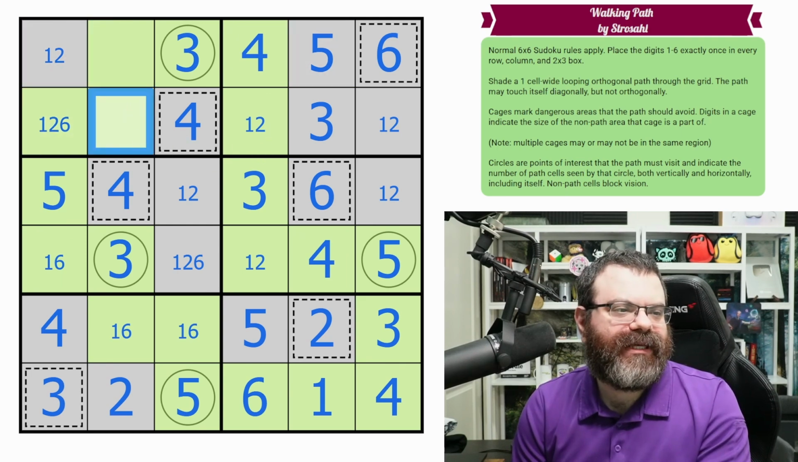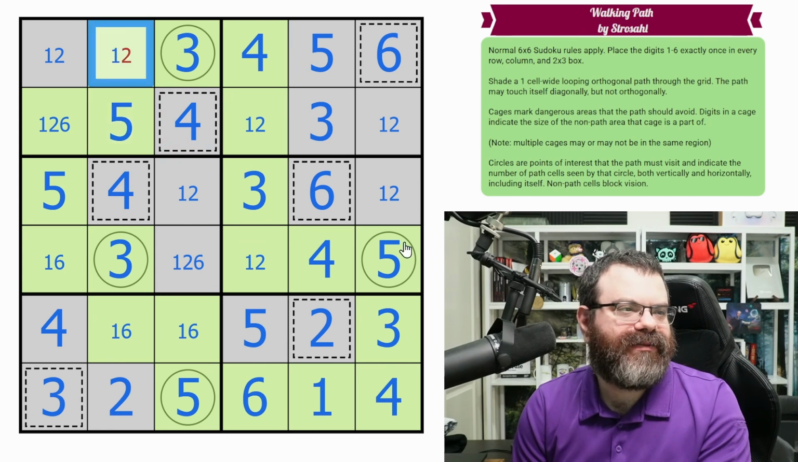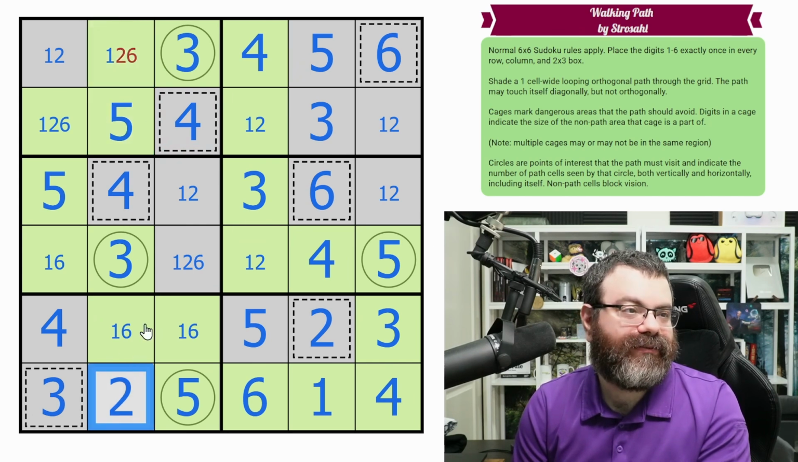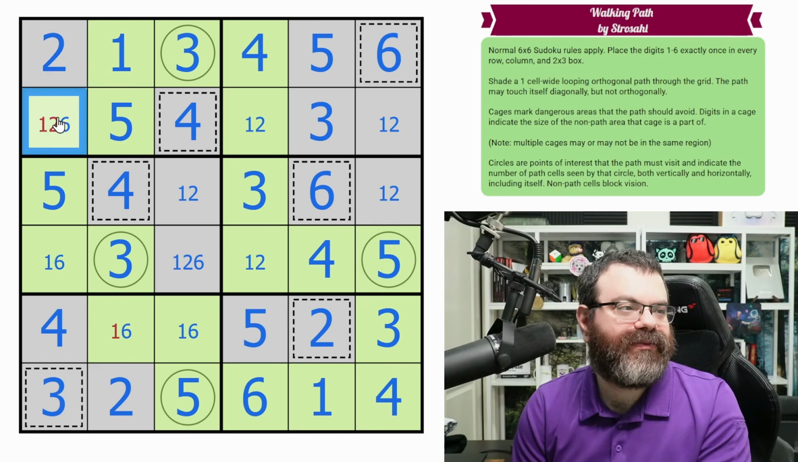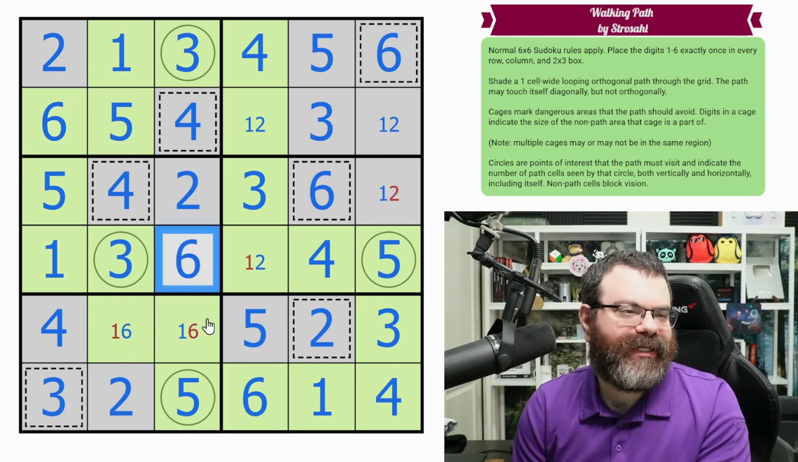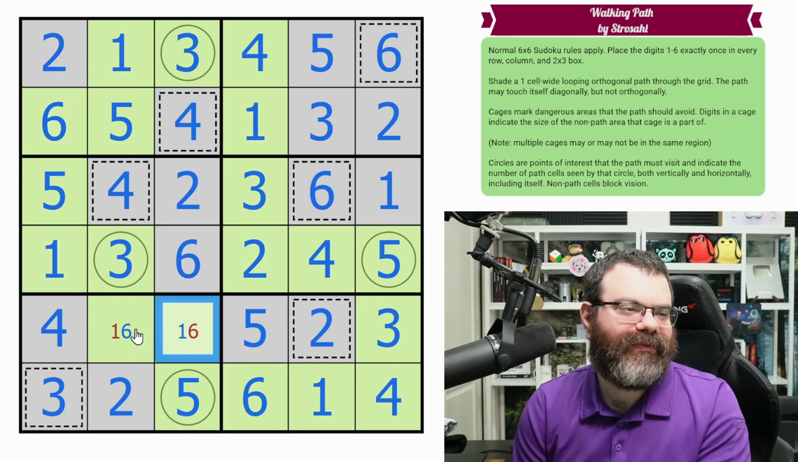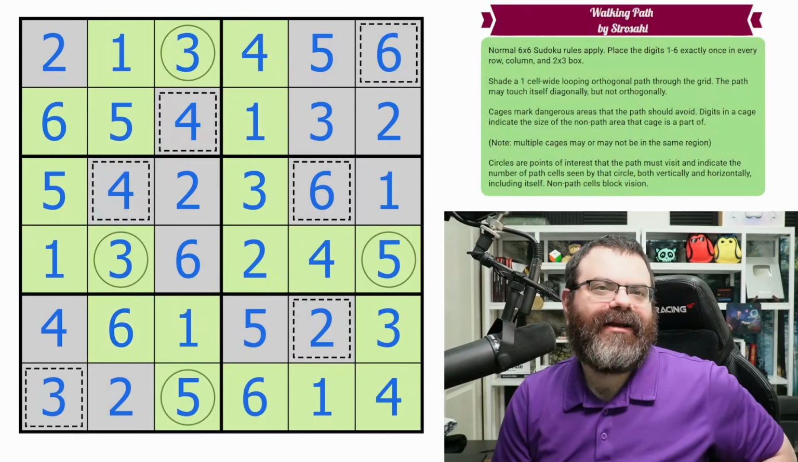Oh, 5 in this box is placed. Okay, and this is 1, 2, 6. It's not 2 or 6. It's not 2 or 6. There we go. So that's 1, 2, 6. 1, 2, 6, 2 and 1, 2 and 1, 1 and 6, and we're done. There we go. Cool puzzle, Strosahl.